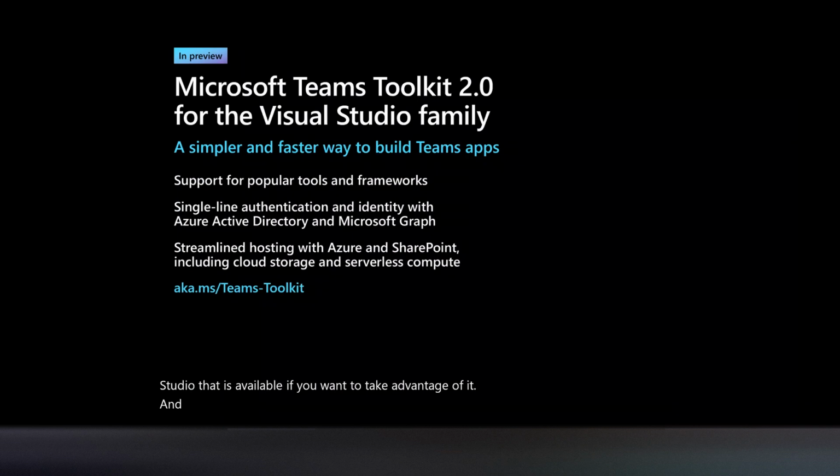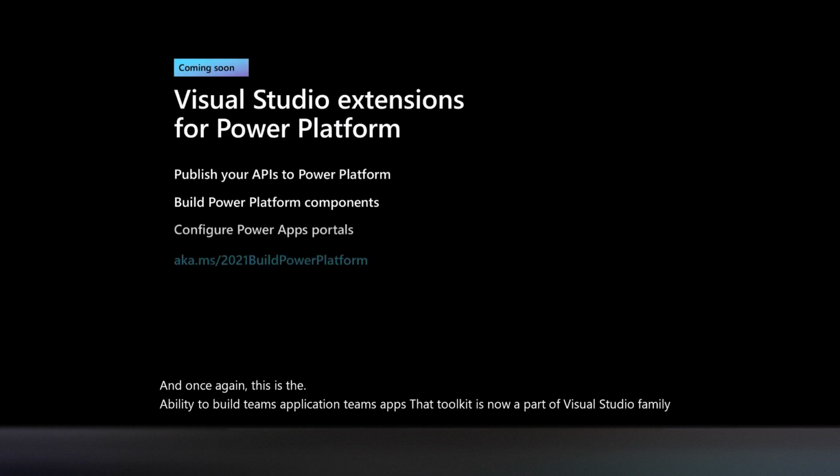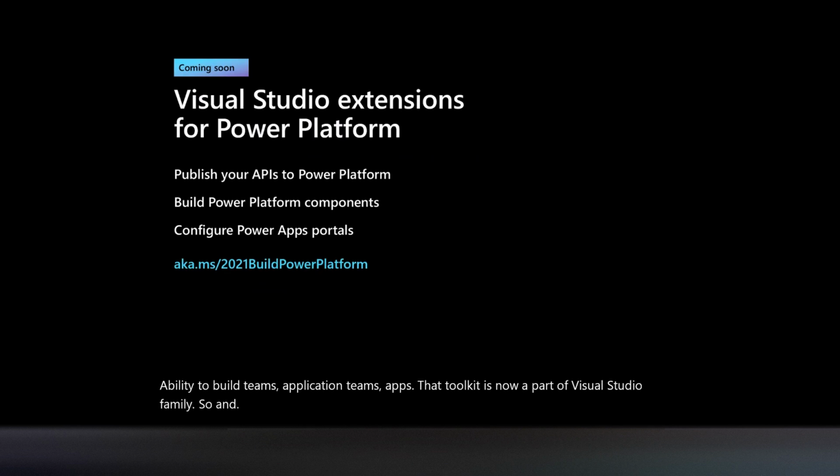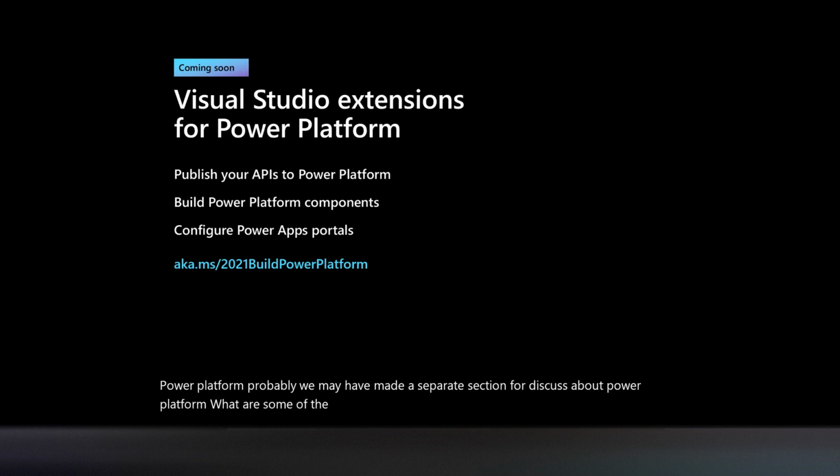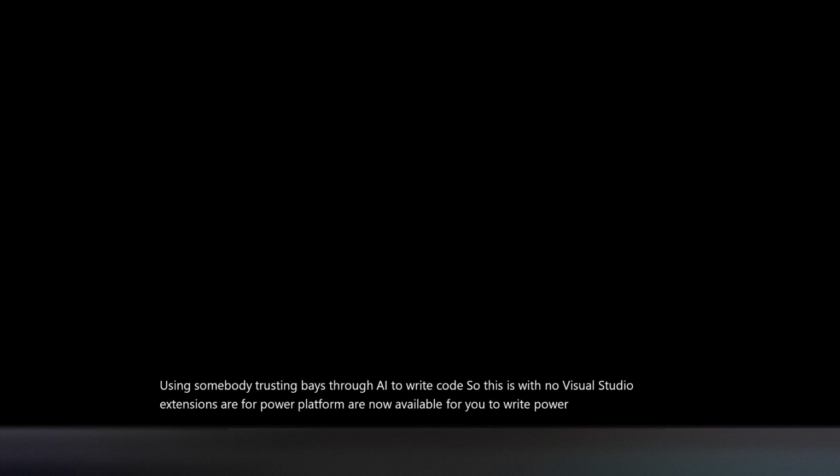And once again, this is the ability to build Teams applications, Teams apps. That toolkit is now a part of the Visual Studio family. And Power Platform. Probably we may need a separate section to discuss Power Platform. What are some of the enhancements that have been made? Some very interesting ways, through AI, to write code. So now Visual Studio extensions for Power Platform are available for you to write Power Platform based applications in Visual Studio.